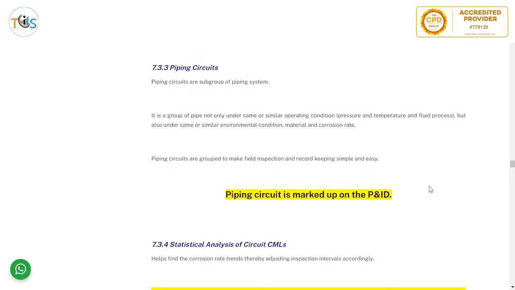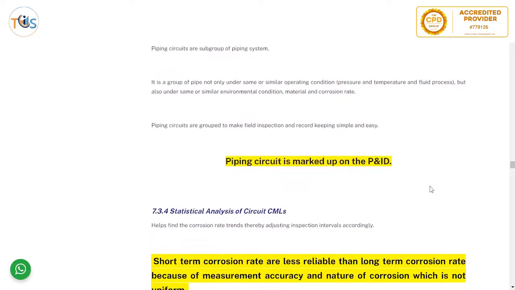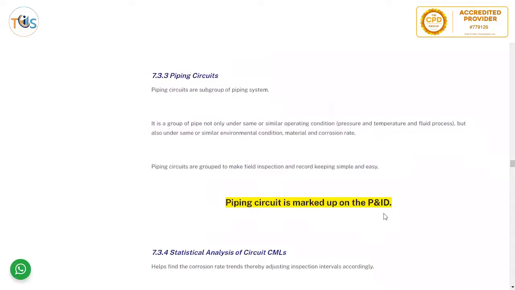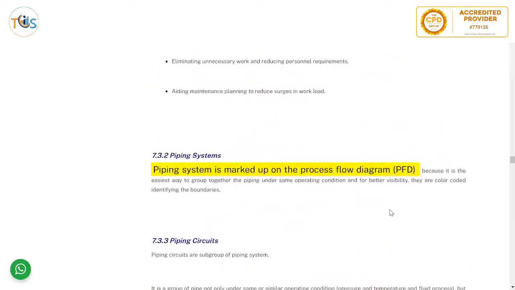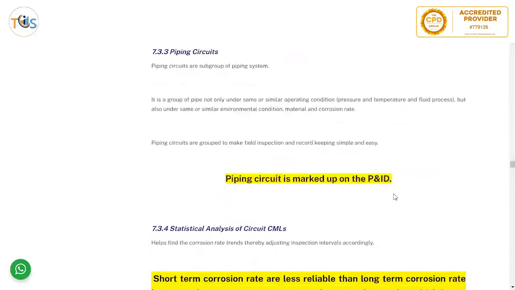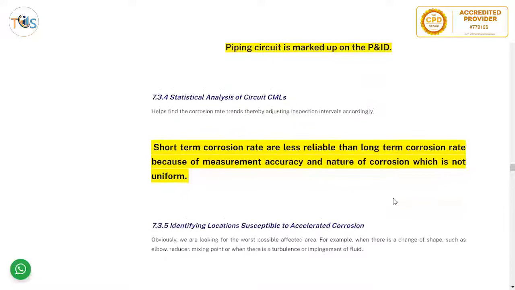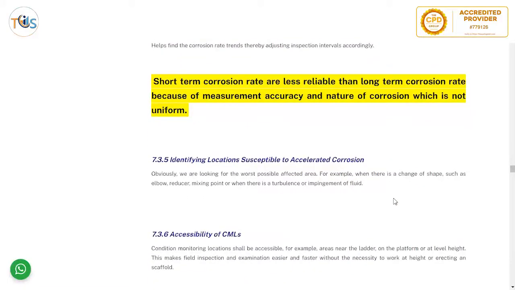Piping circuits are grouped to make field inspection and record keeping simple and easy. And piping circuit is marked on the P&ID, the process and instrumentation diagram, which is more detailed than the process flow diagram or PFD. So piping system is marked on the PFD, process flow diagram, while piping circuit is marked on the piping and instrumentation diagram. And mostly you see P&IDs in the projects actually, because PFD doesn't give you much information. It's very crude, very general, too general, it just shows you the overall picture.